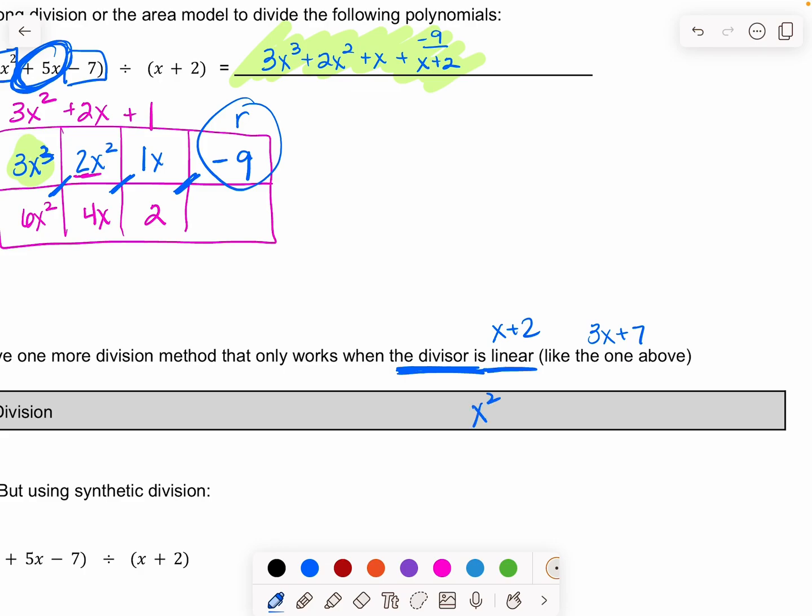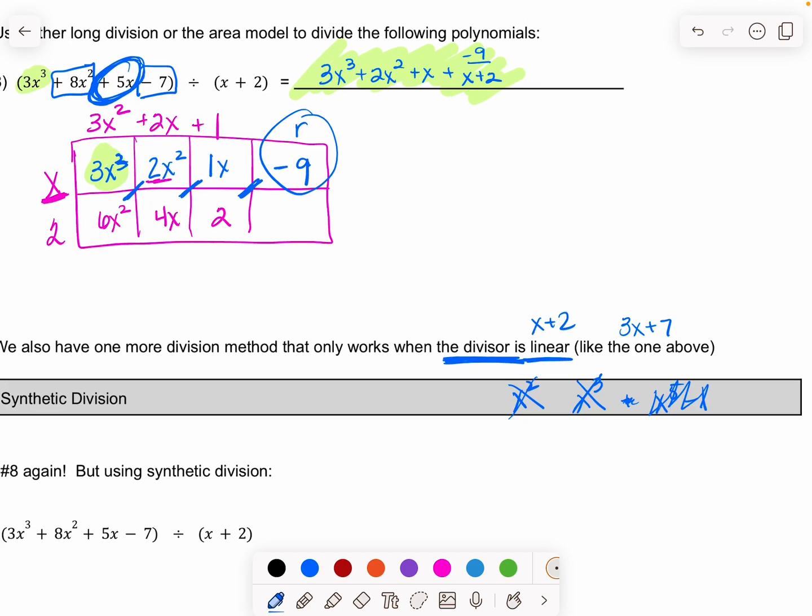You cannot do synthetic with anything x cubed. You cannot do it with anything x squared. You cannot do anything like x to the 5th minus 1. There has to be a singular x, a linear one, to be able to do synthetic division.